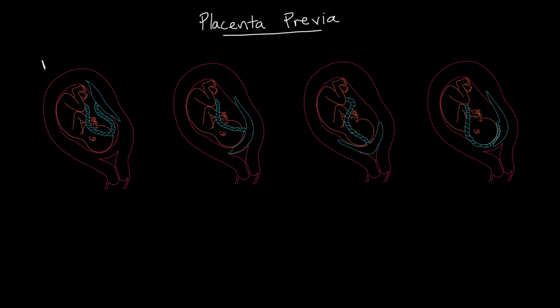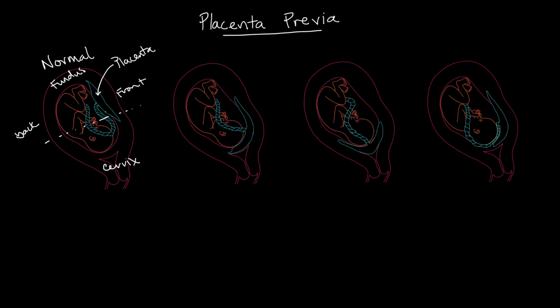First we'll talk about the normal positioning of the placenta. Typically the placenta grows on the upper aspect of the uterus. If this is the cervix down here, this would be the fundus of the uterus up here. And so typically the placenta will grow on the upper portion. It can either be on the front or the back of the uterus, but typically the placenta is growing on the upper portion.